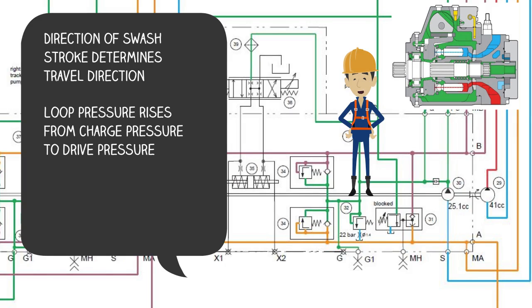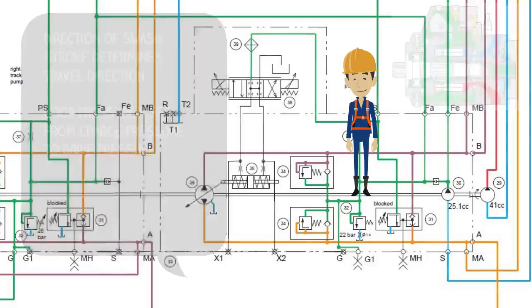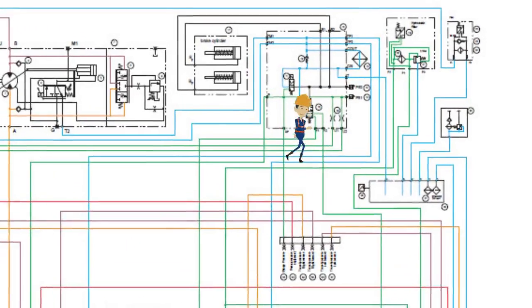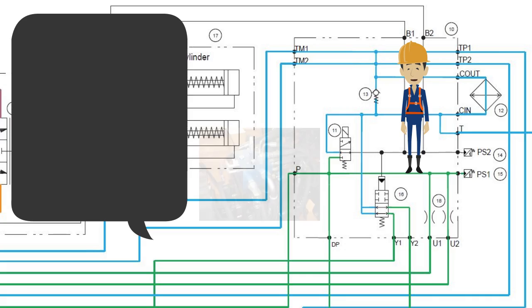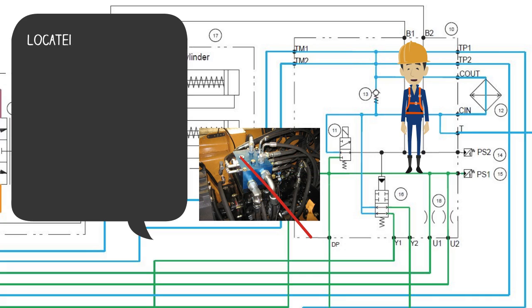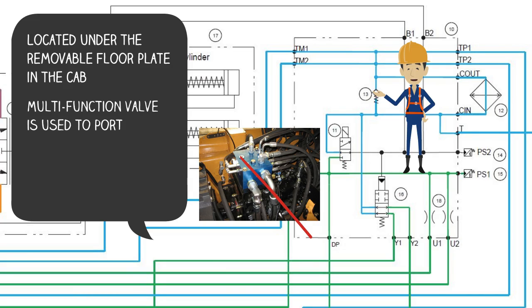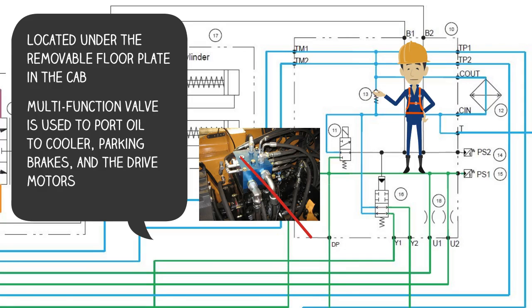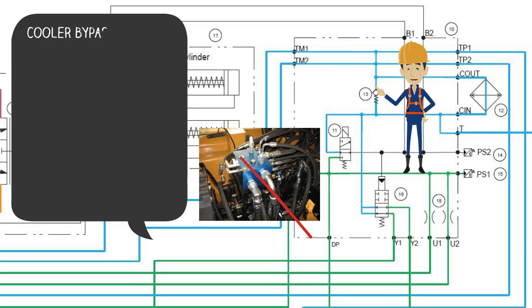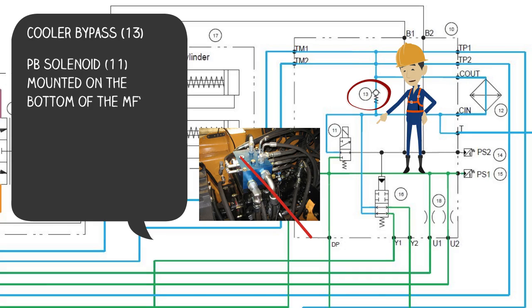Let's figure out where the oil flows out the G-port to. Follow me. Oh, that's right. It flows to the multifunction valve, which is located under the removable floor plate in the cab. The multifunction valve is used to pour oil to the cooler, parking brakes, and the drive motors. You'll notice item 13, the cooler bypass, is inside the multifunction valve. The parking brake solenoid is mounted to the bottom of the multifunction valve.